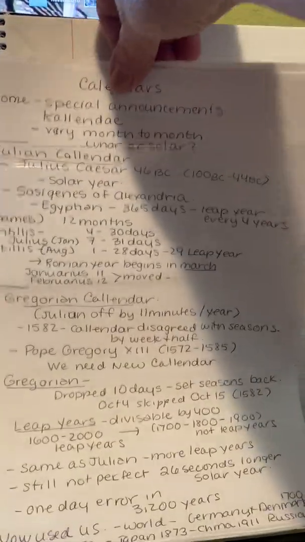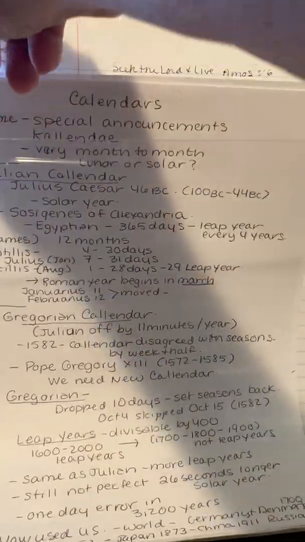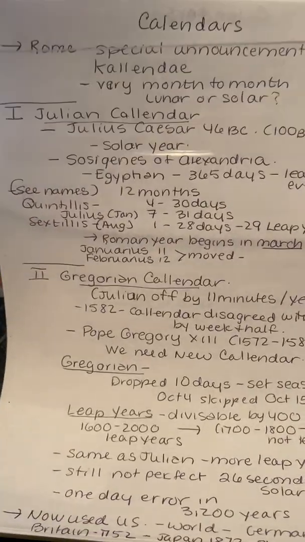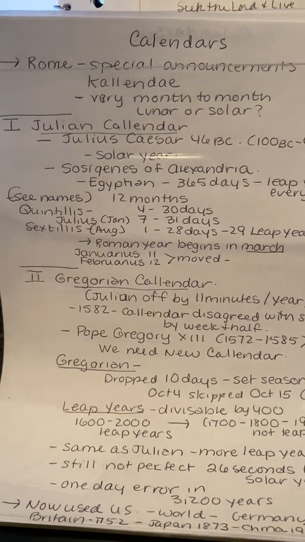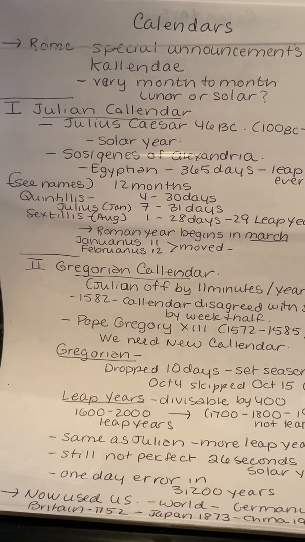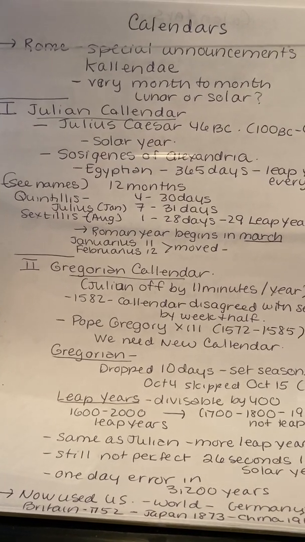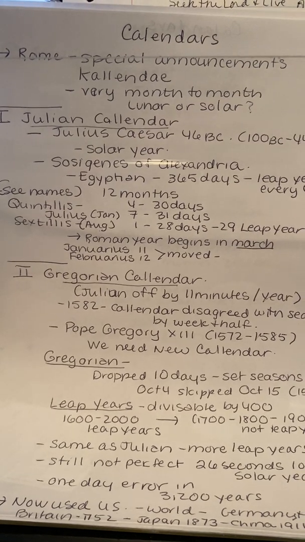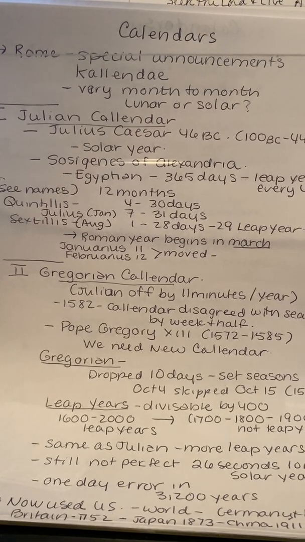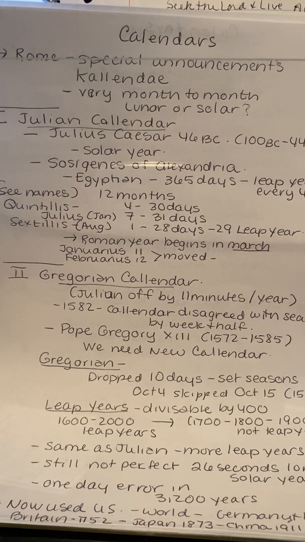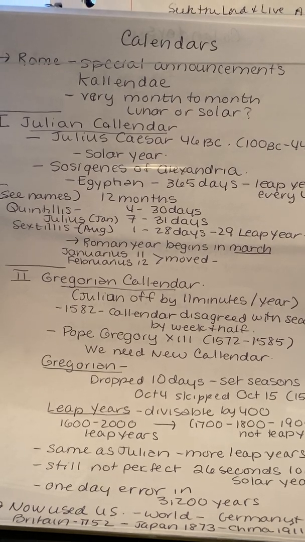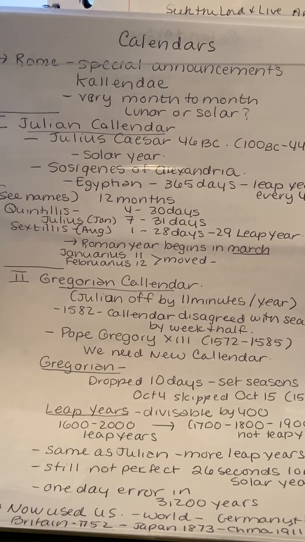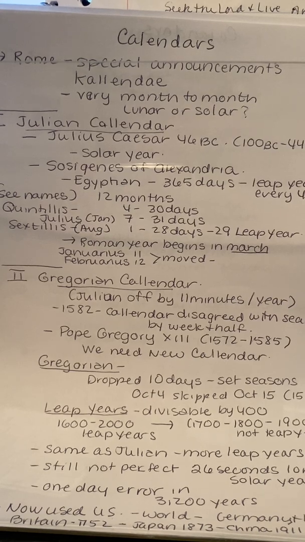Okay, I'm putting this together here so you can see it. Hopefully here we go. Calendars. Well, calendars began a long, long time before Rome, but Rome got very upset that they didn't have an accurate calendar. So they decided to develop a calendar. See how they spelled it? Kalendae. And this would go from month to month.